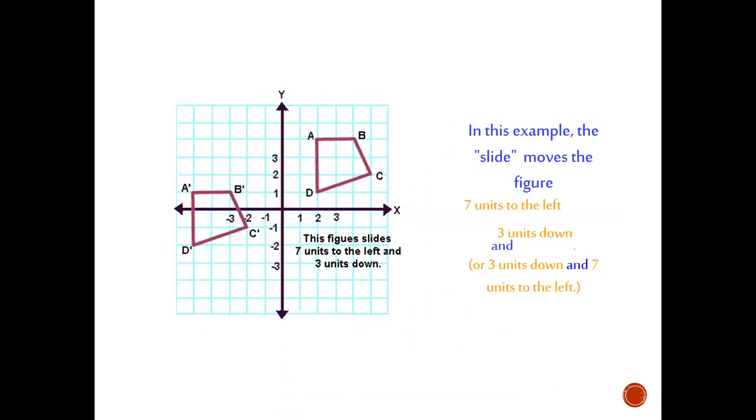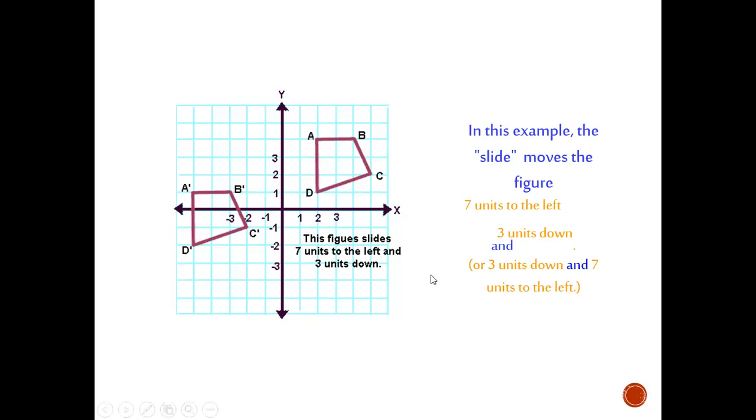But the common practice is, when you do a translation, you make sure the object moves horizontally first, which is left or right, and only then moves vertically, which is up and down. That's how the instruction works.